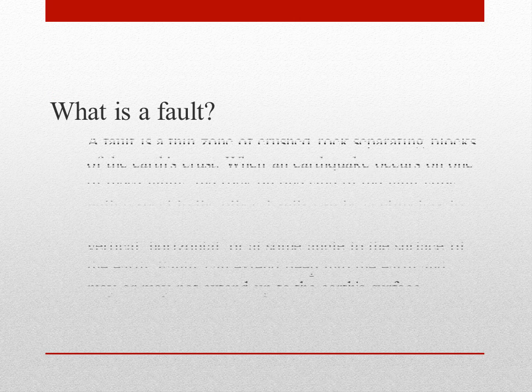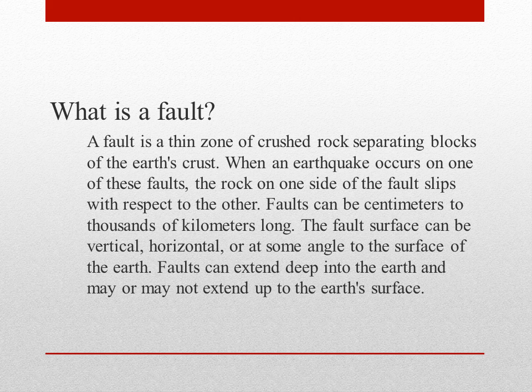What is a fault? A fault is a thin zone of crushed rock separating blocks of the Earth's crust. When an earthquake occurs on one of these faults, the rock on one side of the fault slips with respect to the other. Faults can be centimeters to thousands of kilometers long.